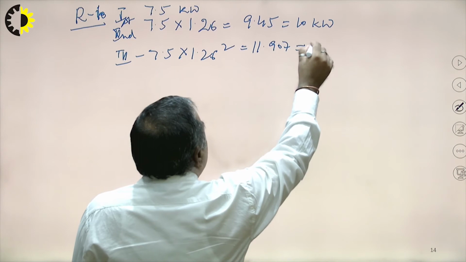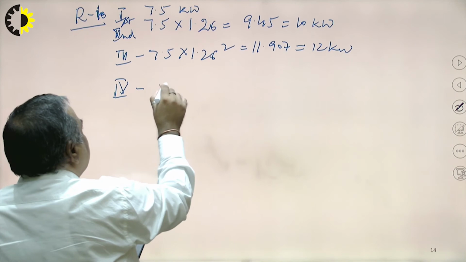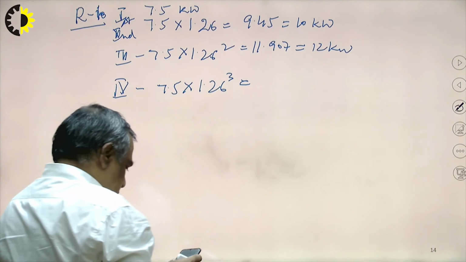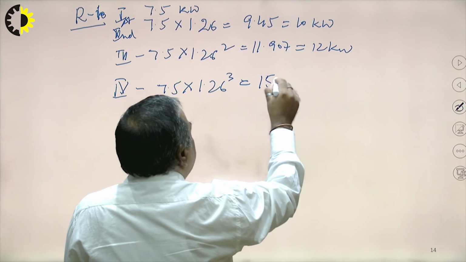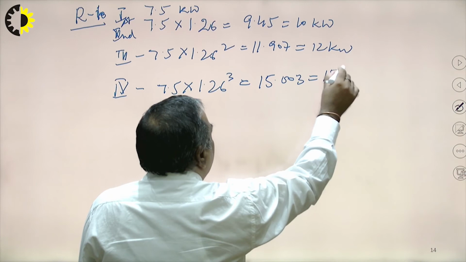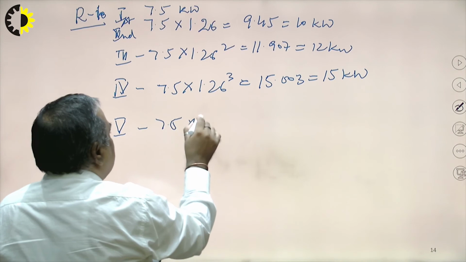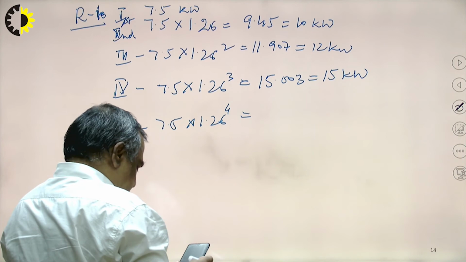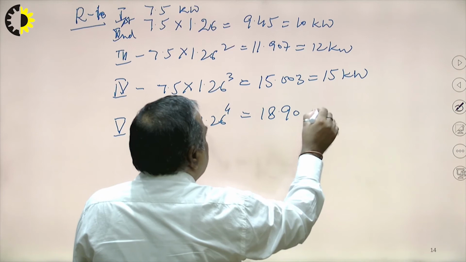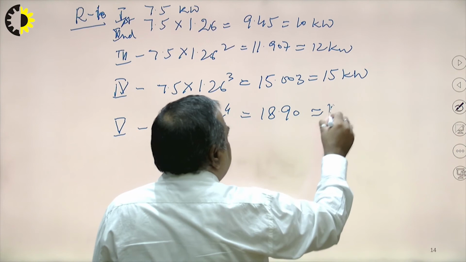Then the fourth is 7.5 multiplied by 1.26 cube, so multiplied by 1.26, it will be 15.003, so it will be 15 kilowatt. And then fifth is 7.5 multiplied by 1.26 to the power 4, which is 18.90, this will be 19, or you may take 20. I will take 19 kilowatt. You may take 20.